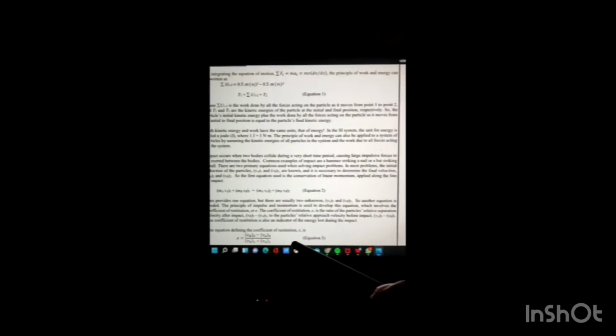The coefficient of restitution is also an indicator of energy lost during the impact. So that's where we get the third equation, which is the definition equation. The coefficient of restitution, e, equals the relative separation velocity after impact divided by the relative approach velocity before impact.